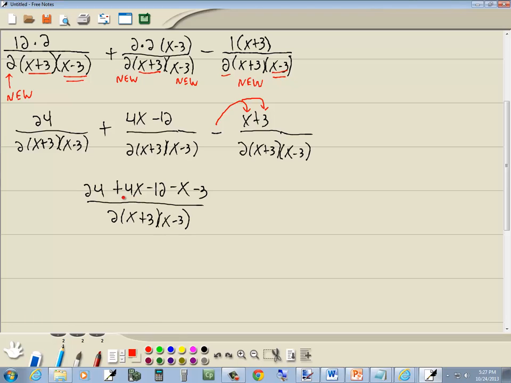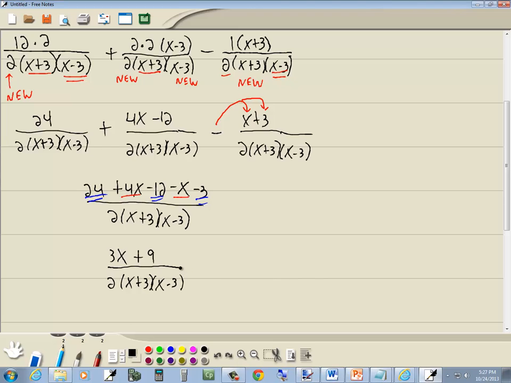Combining like terms, we've got 4x minus x, sorry, is 3x. We have 24 minus 12 minus 3. 24 minus 12 is 12, minus 3 gives us 9. So plus 9 over our denominator.